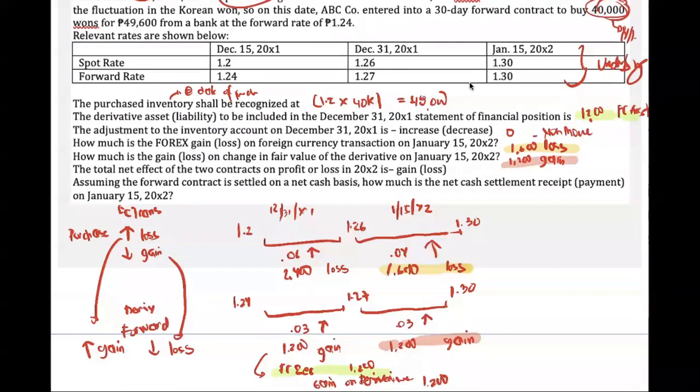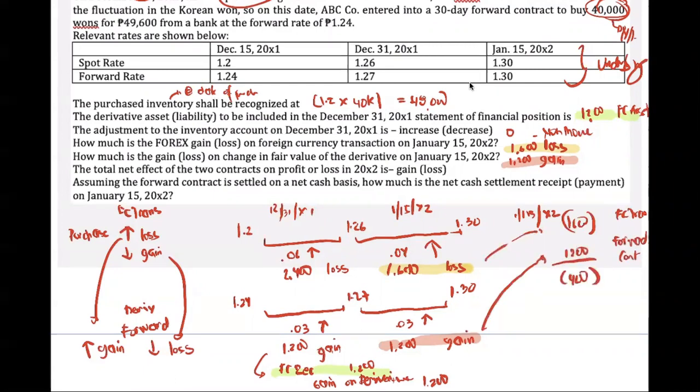The net effect of the two contracts on the profit or loss in 2000 X2. So 2000 X2, we look only at January 15 X2, doon tayo mag-focus. On your foreign currency transaction, we have 1,600 loss. And then on forward contract, we have 1,200 gain. So the net effect is 400 loss. So our answer is 400 loss.